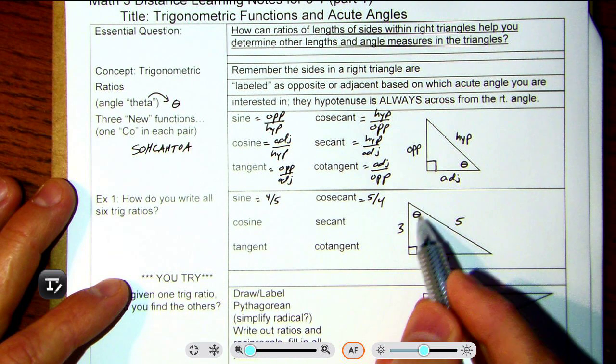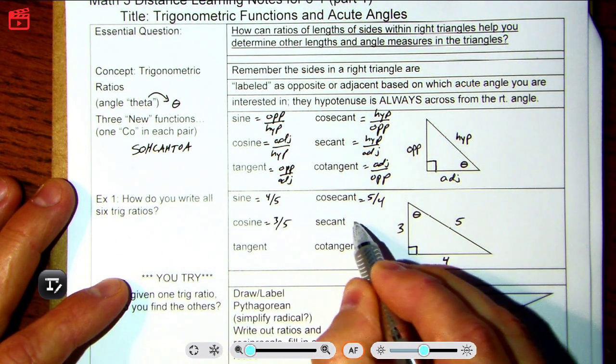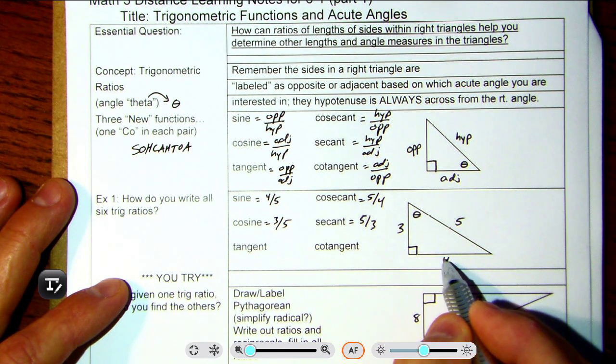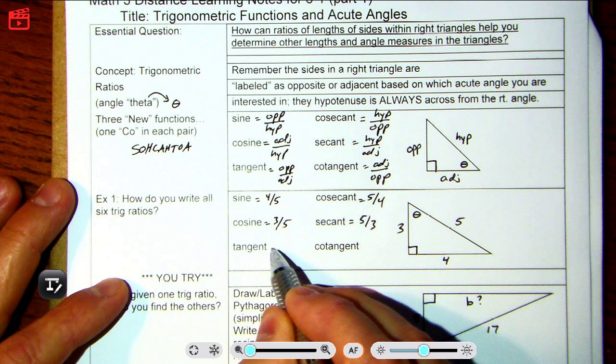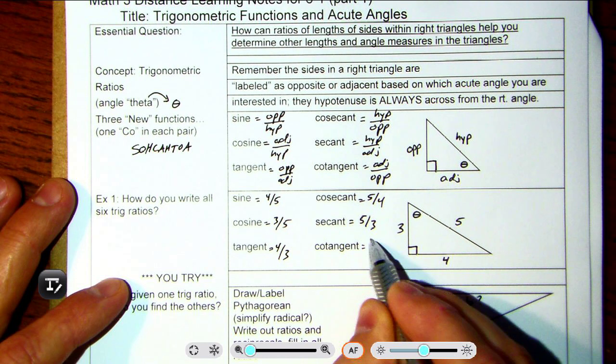Cosine of theta is 3 over 5. And so that means the secant of theta is 5 over 3. The tangent of theta is opposite over adjacent, so 4 over 3. And so the cotangent is going to be the reciprocal of that, which is 3 over 4.